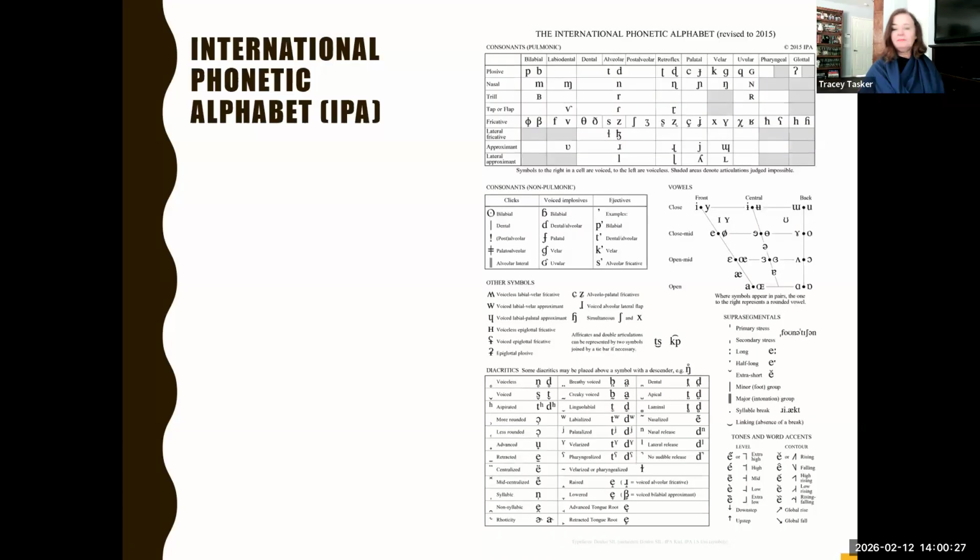Okay, so this is the International Phonetic Alphabet. We are not learning all the symbols in here, but you will see today that we're going to be talking about this top chart, which is the IPA consonant chart. And we're going to be talking about it along the two planes, so the horizontal plane and the vertical plane.